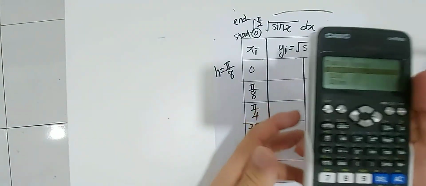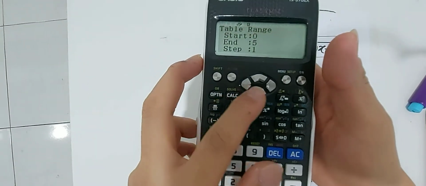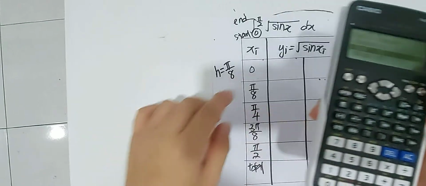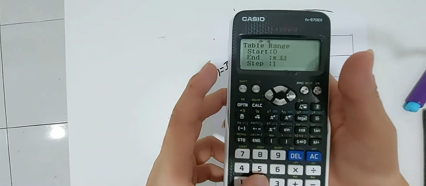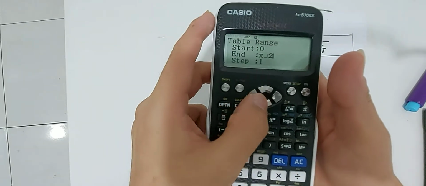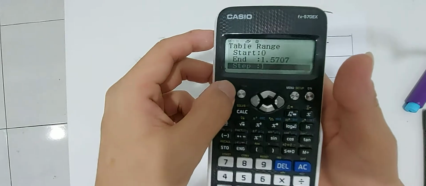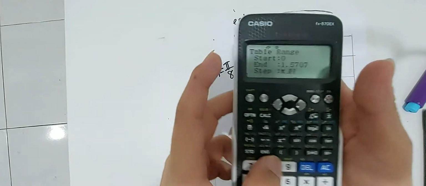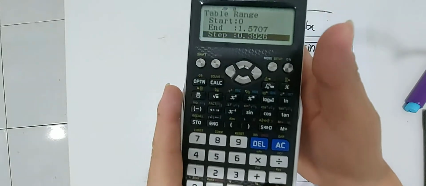We key in all the values. Start is 0. Then pressing equals, go for the end, which is pi over 2: shift, pi over 2. Then pressing equals, then go for shift, pi over 8, your step. Then press equals.